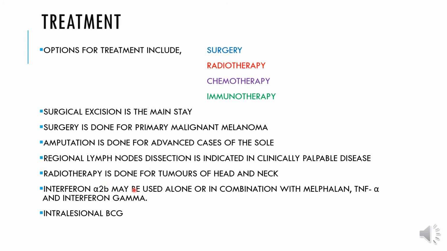Radiotherapy is done for tumors of the head and neck because you cannot easily excise them using surgery, so you just use radiotherapy. While immunotherapy may be used as an adjunct to surgery. Interferon alpha 2b may be used alone or in combination with melphalan, tumor necrosis factor alpha, and interferon gamma. Then you have intralesional BCG.